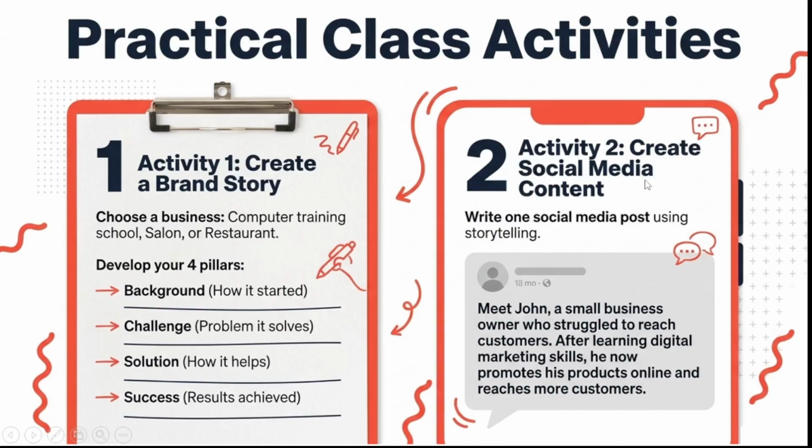Activity number 2, I want you to take time and create a social media content. You're going to craft just one social media post using the storytelling knowledge. And I have given you an example here of a typical social media post sharing the storytelling attributes or storytelling skills. You can see, meet John, a small business owner who struggled to reach customers. After learning digital marketing skills, he now promotes his products online and reaches more customers. This could be a typical story that is being shared on an online platform, maybe on a social media platform.